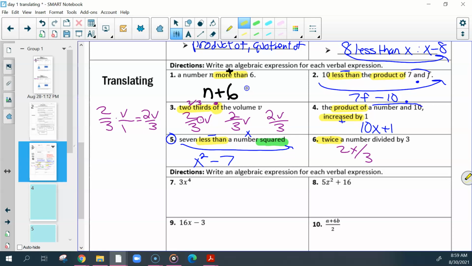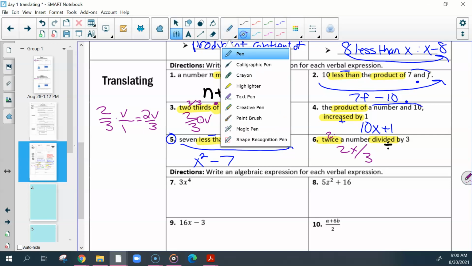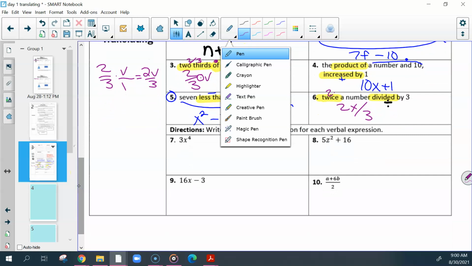Some of you were confused by the word twice. That is multiplication. Some of you changed it to square. So just keep those two separate. A square would be your exponent, twice would be multiplication by 2. Questions on any of those before we continue?